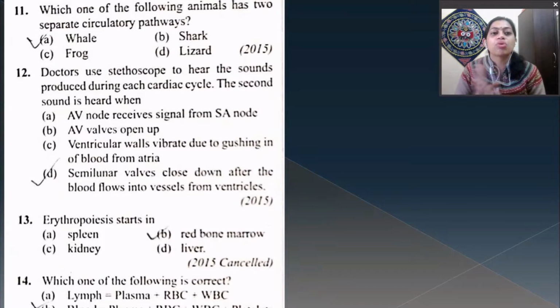Next is, which of the following animals has two separate circulatory pathways? That means double circulatory pathways. Whale, shark, frog and lizard. So mammals have it, so the right option will be whale.